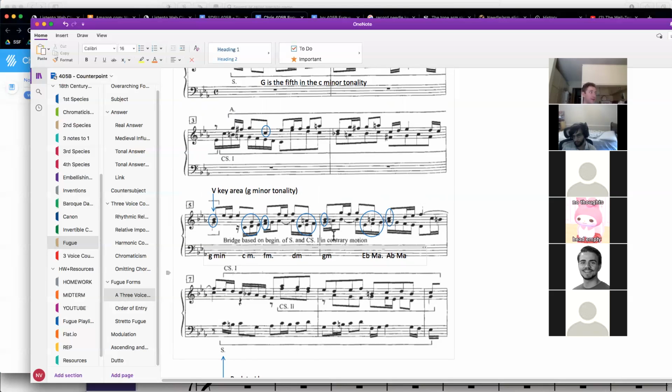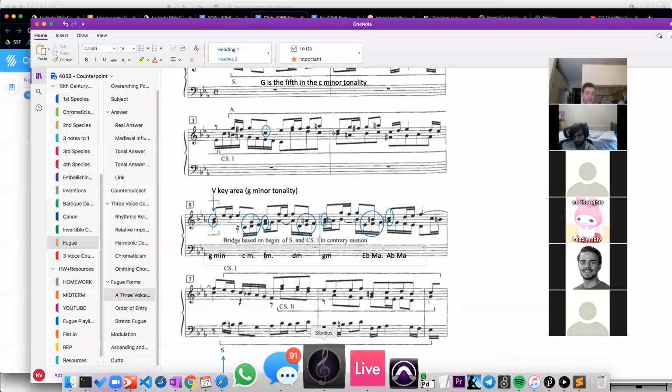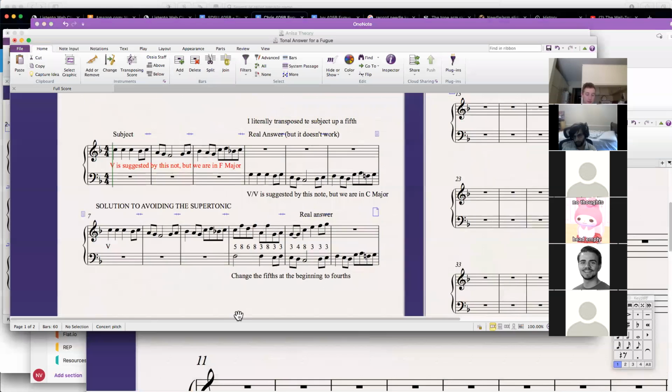Sorry, there's a lot of unnecessary chromaticism in that, but that's a way to shorten the bridge. You don't have to necessarily do a sequence for a bridge, but Bach does one right here in order to get back from the five tonality. Maybe that's worth discussing.